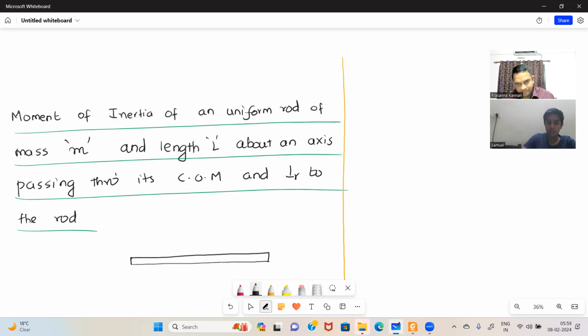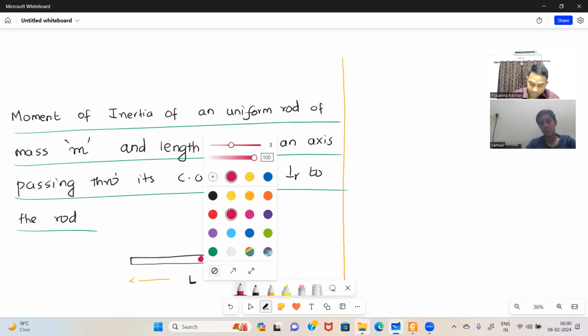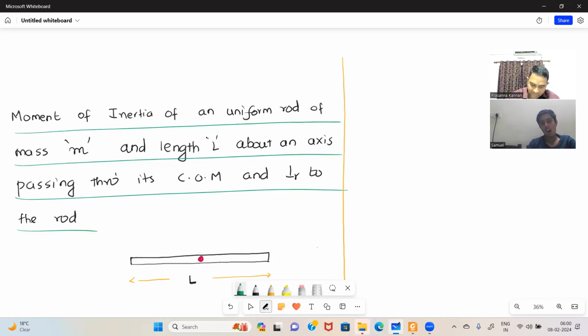Let's say this is a uniform rod. So axis, where is the axis? The center of mass of the rod is at the center of the rod. Suppose the length of the rod is L. Then the center of the rod, wherever the rod has a center, that becomes its center of mass as well. And where is the axis? The axis passes through the center of mass and it is perpendicular to the rod.